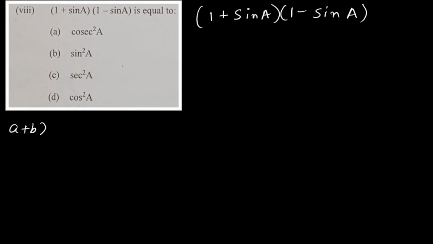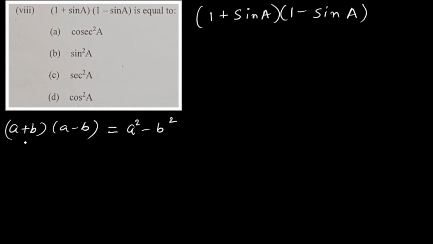Okay, this is a question of trigonometrical identities. So (1 plus sine A) into (1 minus sine A), its value we have to find. At the start, which identity can we use, because it's giving us a hint. This form is given to us: A plus B into A minus B. So this is equal to A square minus B square.